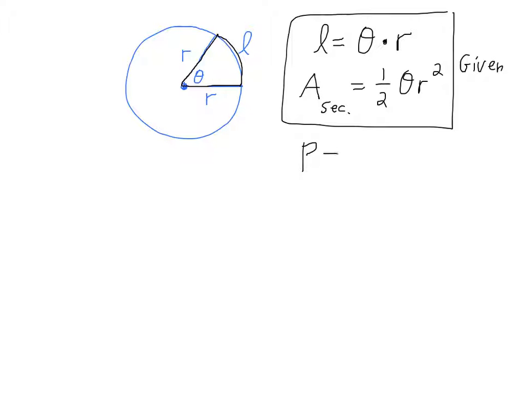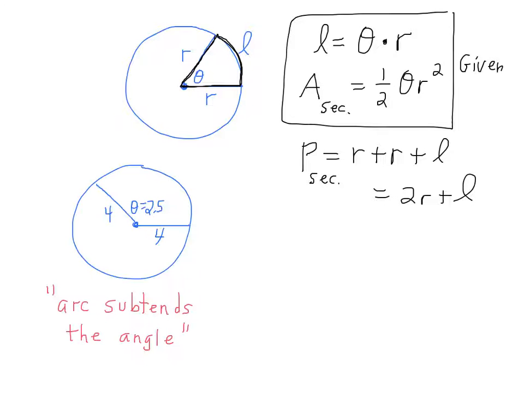Sometimes you might be asked to find the perimeter. This is not given to you, but it's also not difficult to find. If you're going to find the perimeter of this sector, it's just a matter of adding up all of your exterior edges. So you'd have an R plus an R plus an L, so 2R plus L.